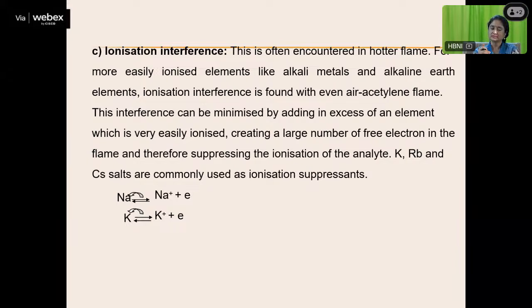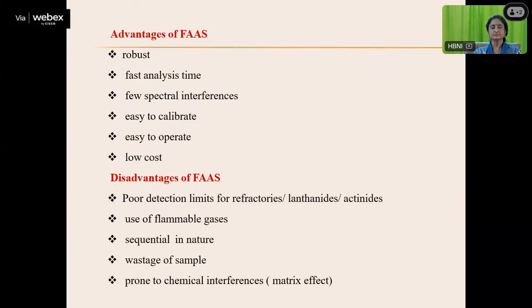How is it to be done? It is done by adding, like if you are analyzing sodium, then add either potassium, rubidium, or cesium at a very high quantity, so that whatever energy from the flame will be diverted to ionize these salts rather than sodium, which is in ppm concentration, and therefore the equilibrium will shift toward the left side, giving you sodium atoms.